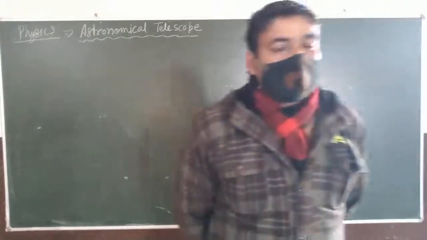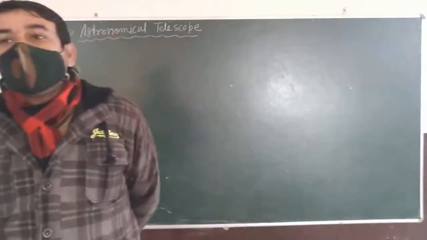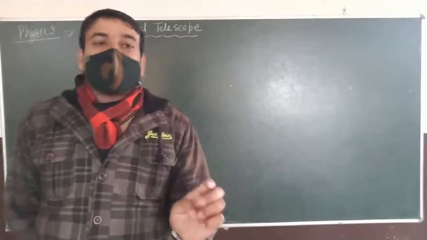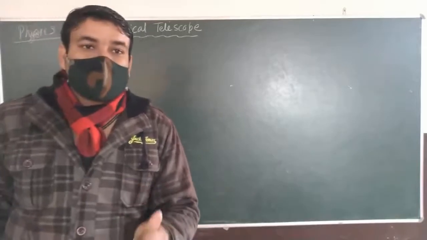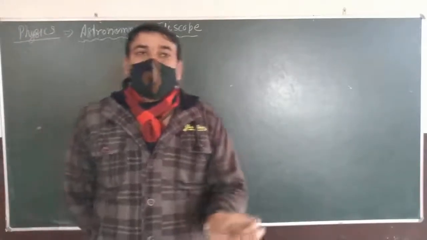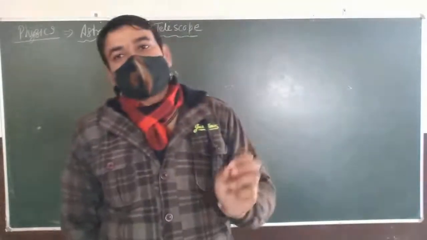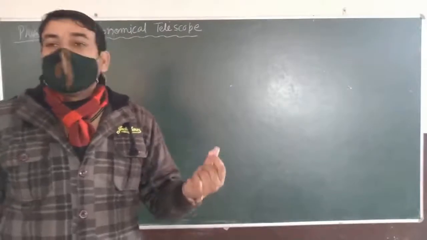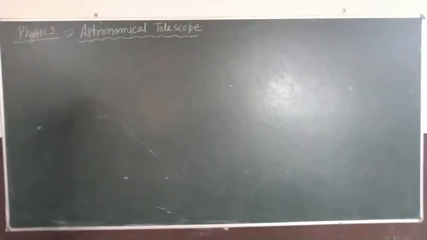Like in the compound microscope, the two lenses, one is the objective lens and the second is the eye lens, are placed coaxially, in which the objective lens is of small focal length and the eye lens is of large focal length. Here in the astronomical telescope, the objective has a bigger focal length and the eye lens has a smaller focal length. Similarly, they are placed in a tube at a certain distance. Now, the figure for this.